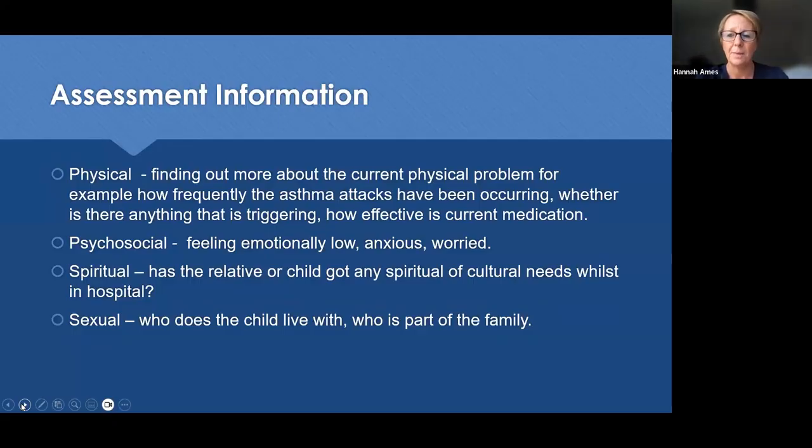Psychosocial, again, just checking in on if there's any anxiety, if the child or the parent is feeling emotionally low or distressed, thinking about the social setup within that household as well, and whether you feel there's any risk to the child potentially. Spiritually, just really important to check with your parent and child that they haven't got any spiritual and cultural beliefs and needs whilst in hospital, which you can support with. And obviously sexual, in terms of your child, thinking about who does that child live with in the home, who is part of that family, what is the support network as well for them.